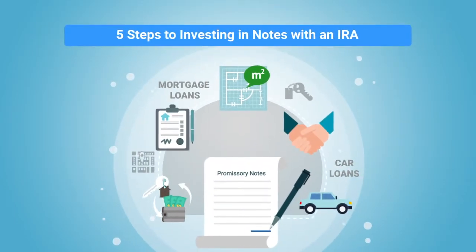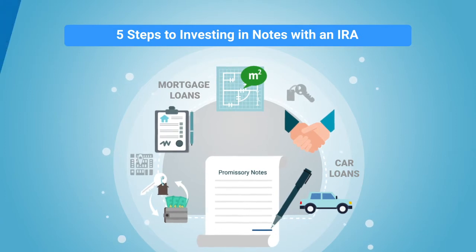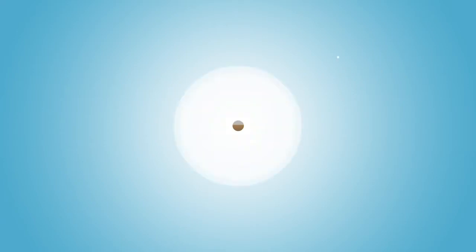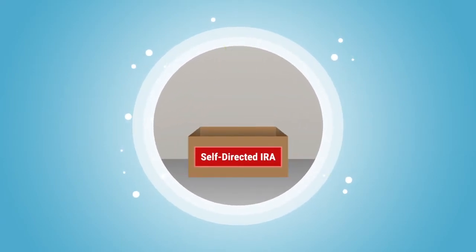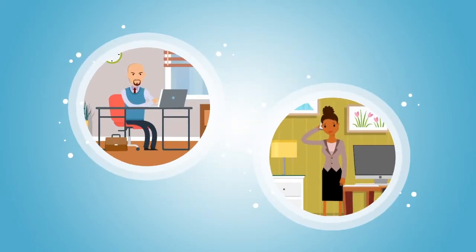Investing in notes or private debt with a self-directed retirement account is an easy, straightforward process. Let's break it down. Step 1. Open and fund your self-directed IRA or other account through a custodian like Equity Trust. You can do this online or over the phone.